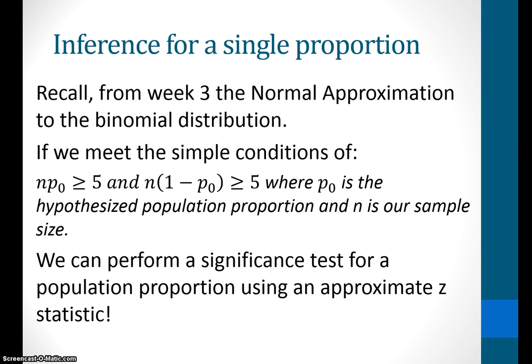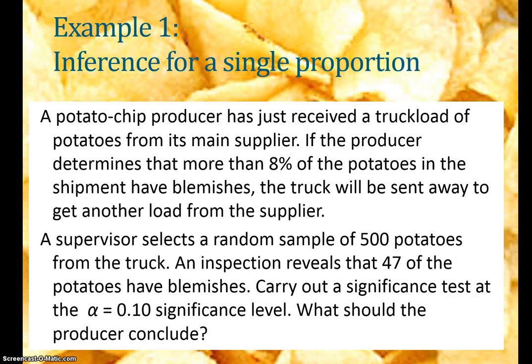Okay, well, what is this p naught? P naught is just our hypothesized population proportion. So it is the thing that we are claiming our population proportion to be. Okay, so if our sample size n times p naught is greater than 5, and if n times the complement is greater than 5, then we're good to go. We can perform a significance test for a population proportion using an approximate z statistic. Okay, so how would we do that?